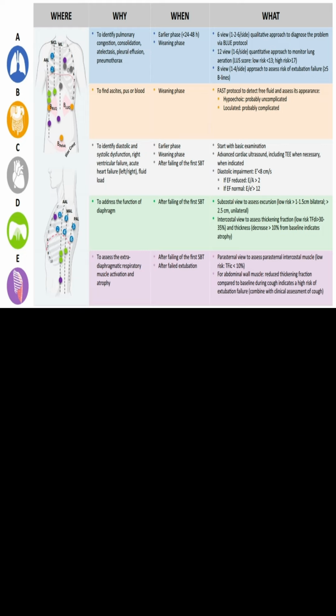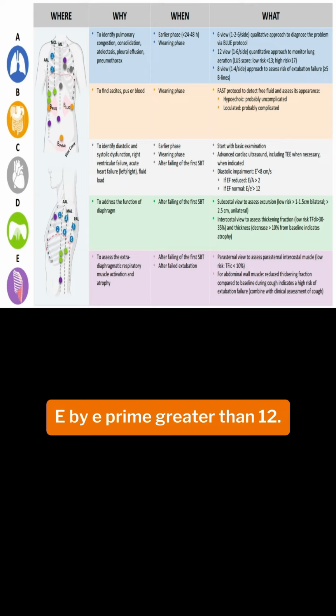Watch for E' less than 8 cm per second, which means there is diastolic impairment. E/A greater than 2, if ejection fraction is reduced. E/E' greater than 12, if EF is normal.